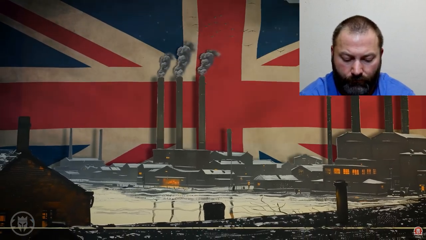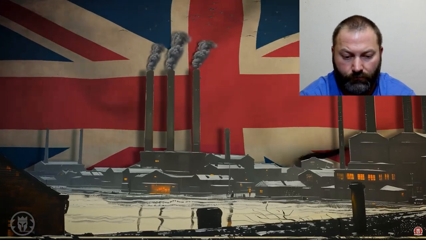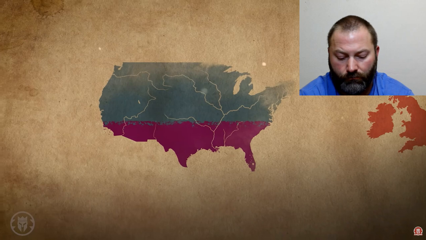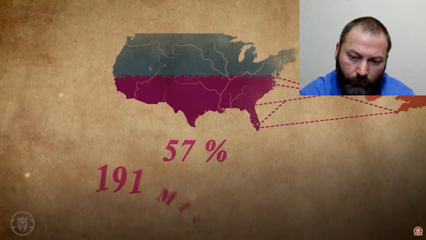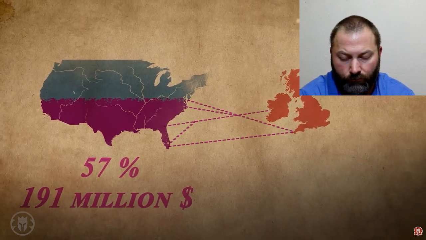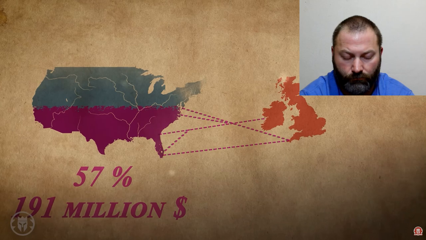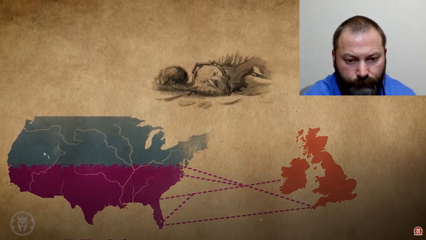The South traded cotton at top dollar to British ships at their ports in exchange for British-manufactured goods. This trade was phenomenally profitable for both sides, and by 1860, 57% of US exports were Southern cotton, worth $191 million. This made cotton planters the richest men in America for decades. King Cotton completely rewrote the South's economy.